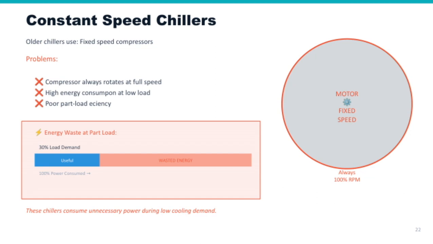That means even when we only need a fraction of their capacity, they're still consuming 100% power, wasting a lot of energy. This fixed-speed operation leads to poor efficiency at part load, with the motor always spinning at full RPM. It's a problem that costs us both energy and money, especially when demand is low.